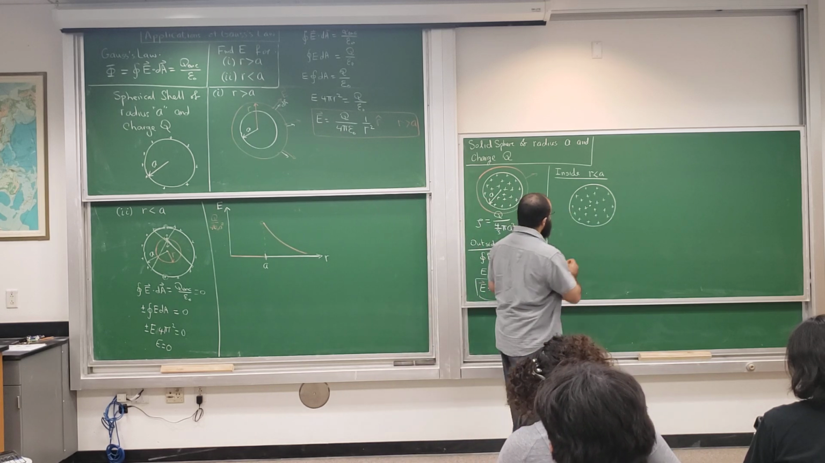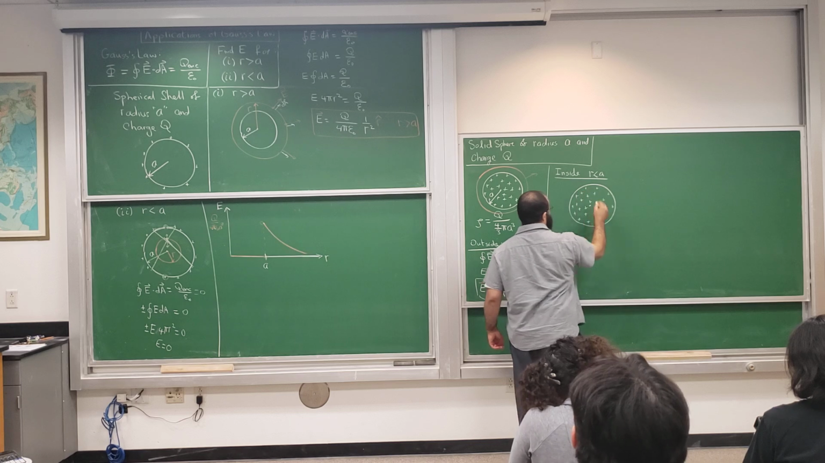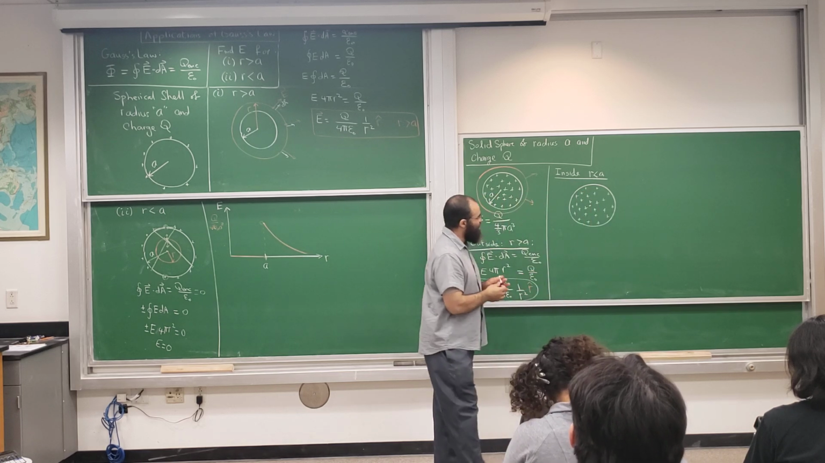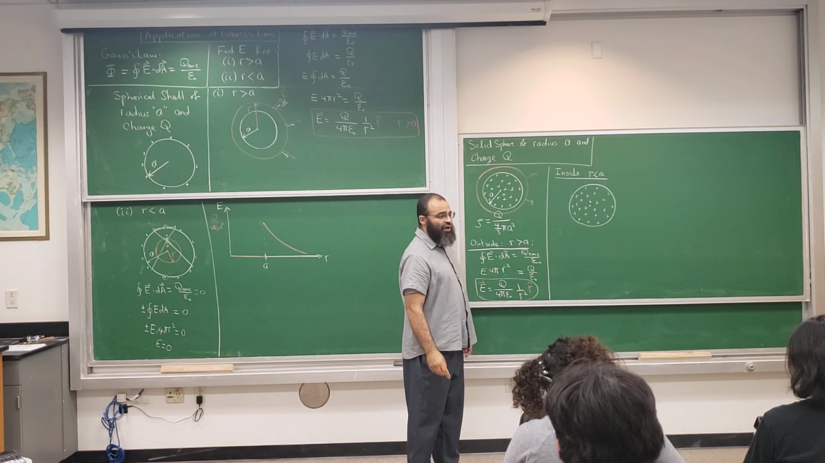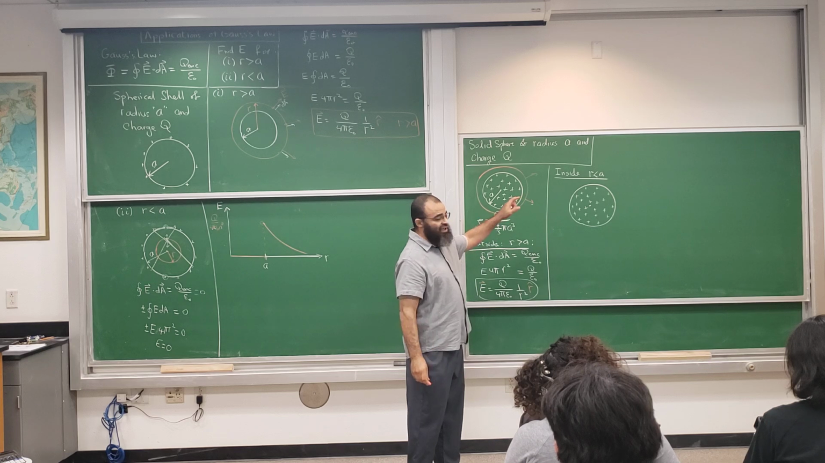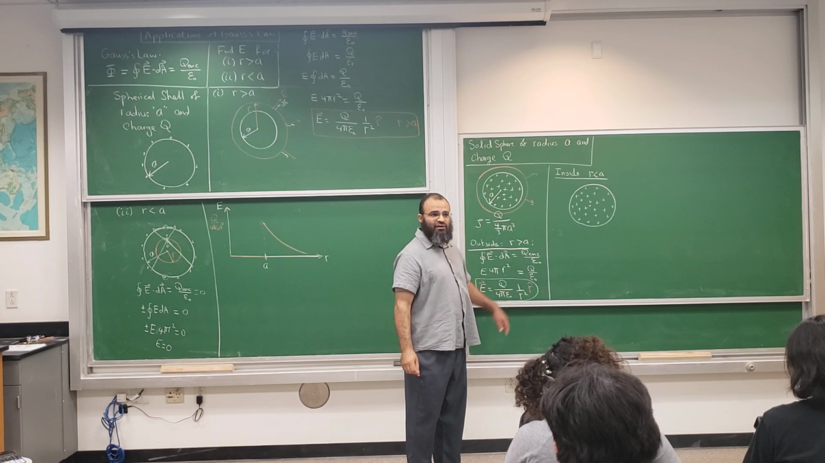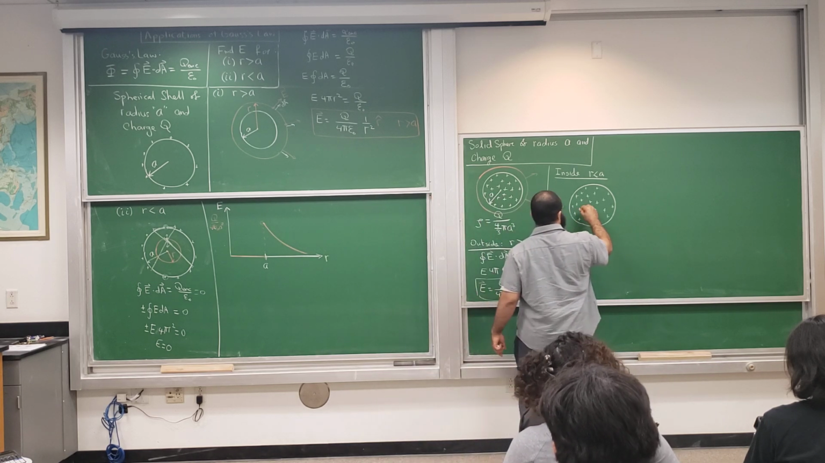I always like plus because it's radially outward. So here is our charged sphere. Since I want to be inside, my Gaussian surface will be inside. So here's my Gaussian surface.